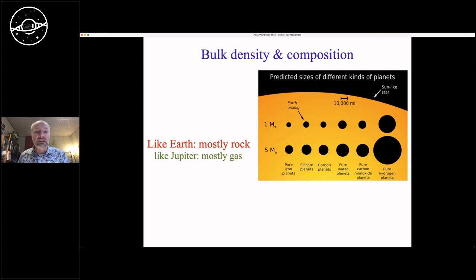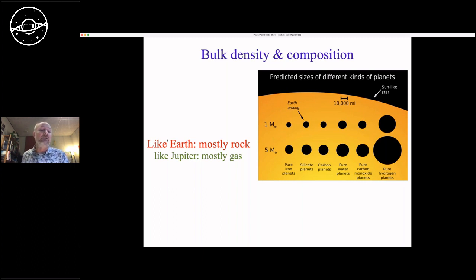Then another key parameter of planets is the density, and this is very interesting because density is a clue to the composition, right? So for these transiting planets, where we can measure the mass and the size, you can just divide mass by volume and get the bulk density.